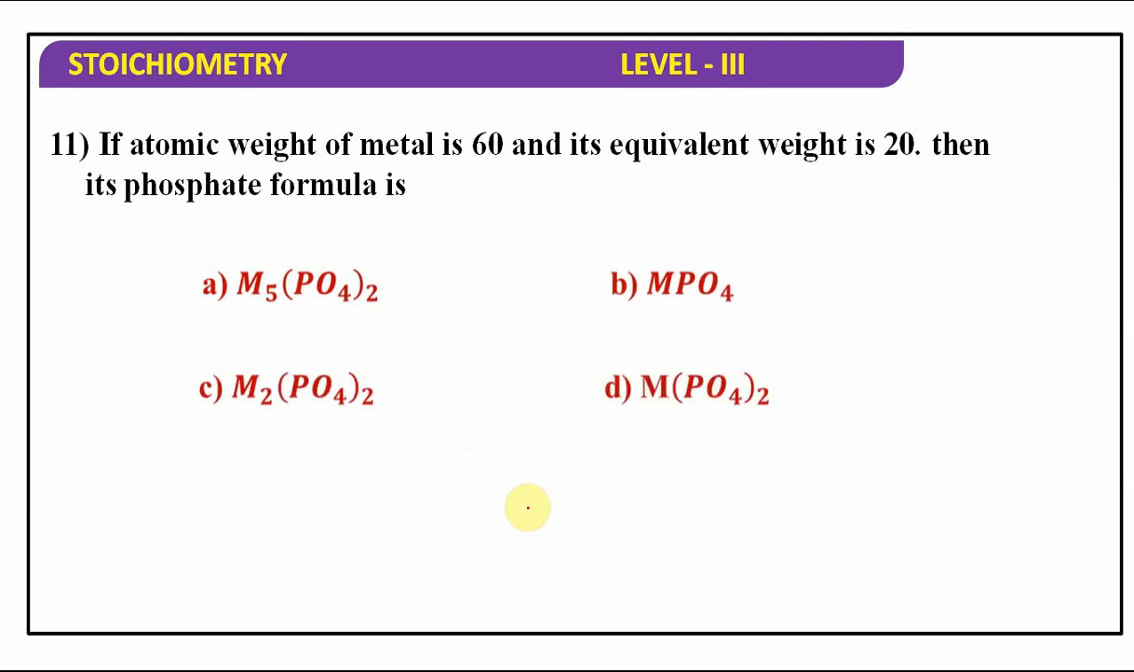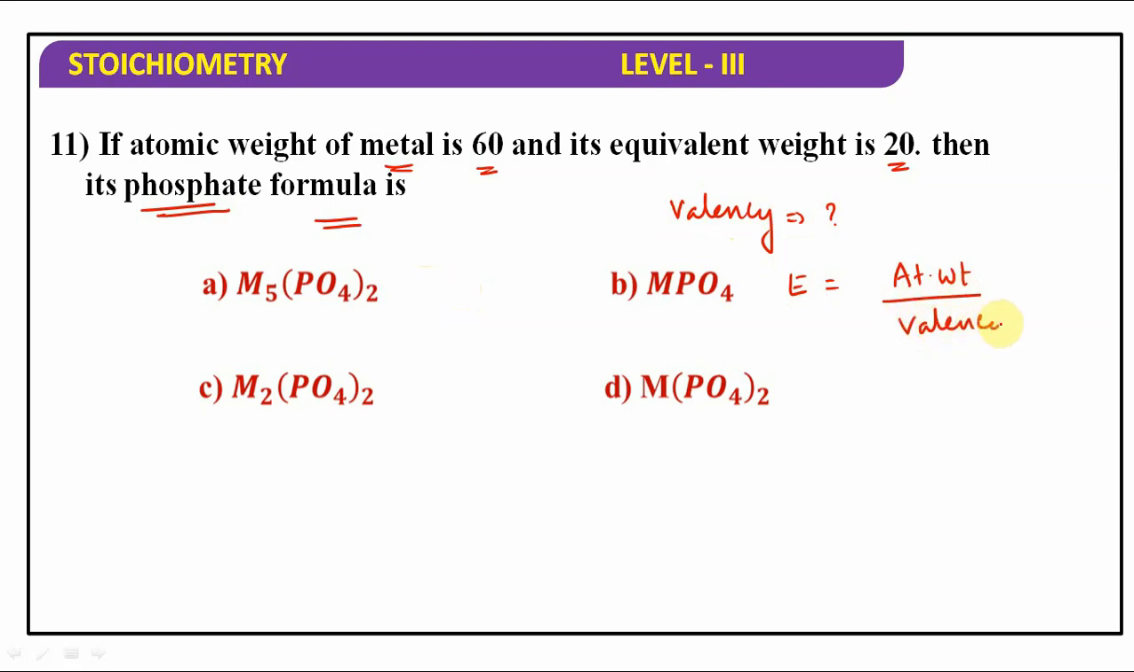Another very good question. If the atomic weight of a metal is 60 and its equivalent weight is 20, then what is its phosphate formula? See, what is our approach? I would like to find the phosphate formula, so I have to find the valency. We know the formula: equivalent weight is equal to atomic weight upon valency. But I don't know the valency. Atomic weight 60 upon equivalent weight 20 gives you 3.